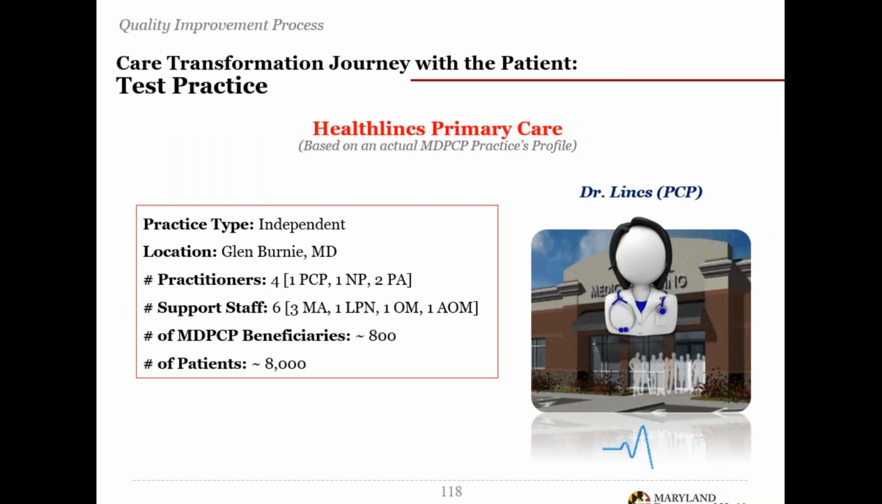This is our test practice. Again, we just have this up here, but we'll keep talking about the variations in all the steps, whether it be a small practice or a practice that's affiliated with a system. This is modeled after our practice actually in Glenbury. It's independent. They have 4 practitioners, 1 PCP, 1 nurse practitioner, 2 PAs, a support staff of 6, 3 MAs, 1 LPN, 1 office manager, and 1 assistant office manager. Number of MDPCP beneficiaries is about 800, but they have 8,000 patients.